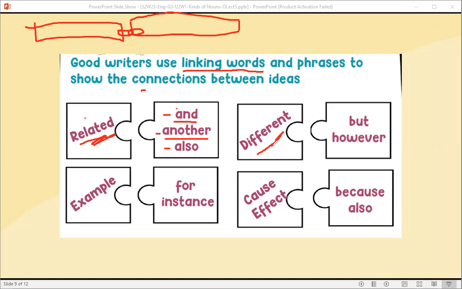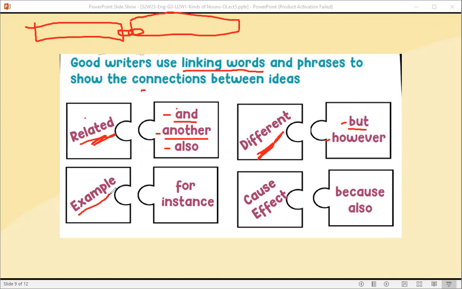Another reason is I like to learn things, for example. Now, if the two sentences are different, okay, I can use but or however. For example, you can say, I love skating, but I love swimming more. So here, these are two different sentences. You can use but for them.